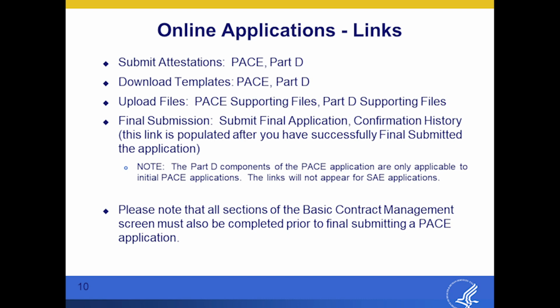Slide 10 contains a list of the links affiliated with the PACE online applications as found in the My Application module. These include Submit Attestations, PACE Part D, Download Templates, PACE Part D, Upload Files, PACE Supporting Files, Part D Supporting Files, Final Submission, Submit Final Application, and Confirmation History. The Confirmation History link is populated after you have successfully final submitted the application. Please note that the Part D components of the PACE application are only applicable to initial PACE applications. The links will not appear for SAE applications.